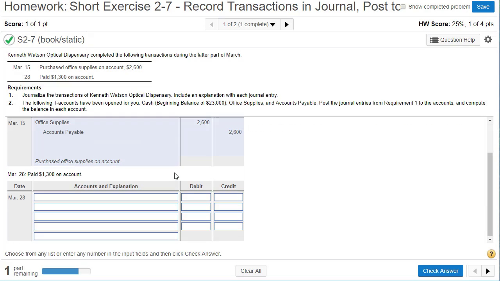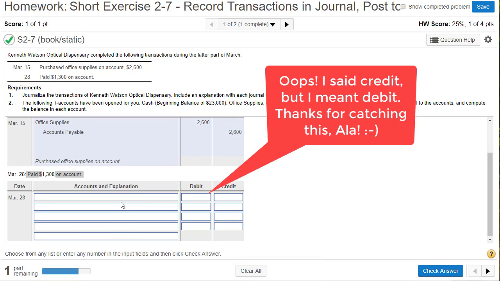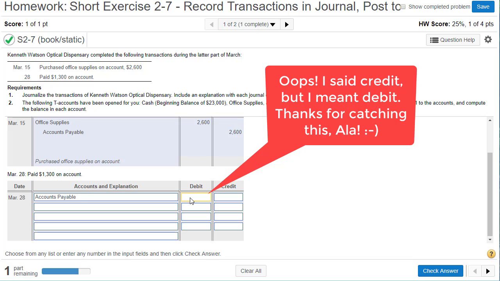So that was March 15th. It's now March 28th. And we paid $1,300 on account. So that means we're paying off some of our accounts payable. So since accounts payable is going down, and remember accounts payable is a liability, that's going to be the debit account. So we have less debt as we pay off our accounts payable, $1,300.